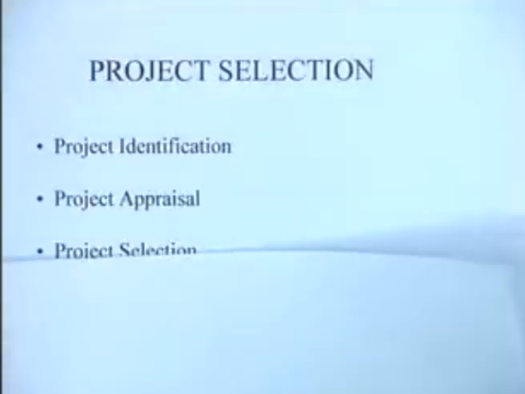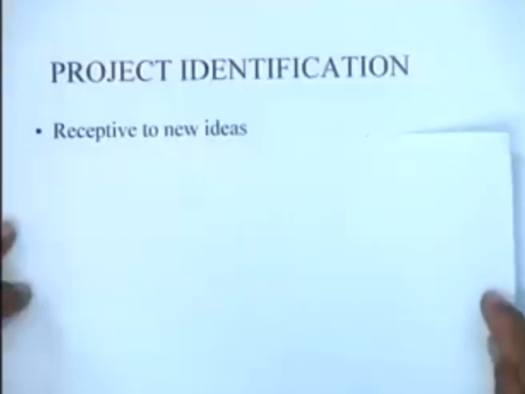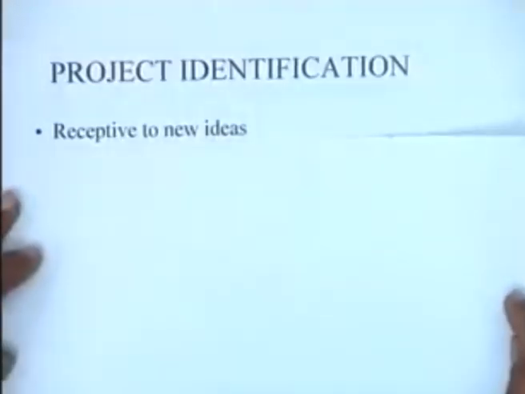Project identification really involves that anybody who is interested in identifying a new project should be receptive to new ideas. It's very important, because the idea for a new project can come from anywhere. It could come from the marketing people, it could come from top management, it could come from the production people, or it could come from a consumer who has been dealing with your project and is therefore aware of the problems that your project is really facing.